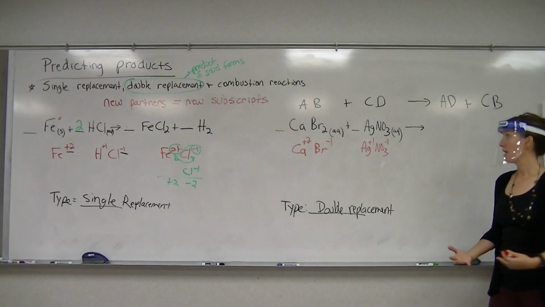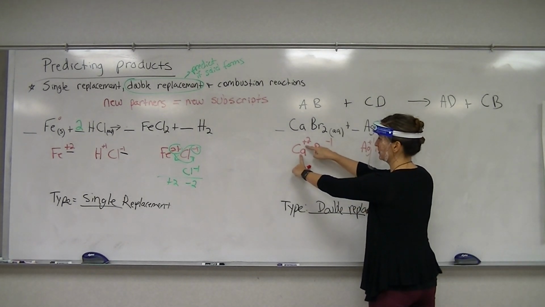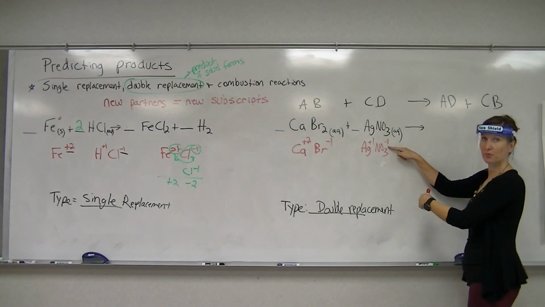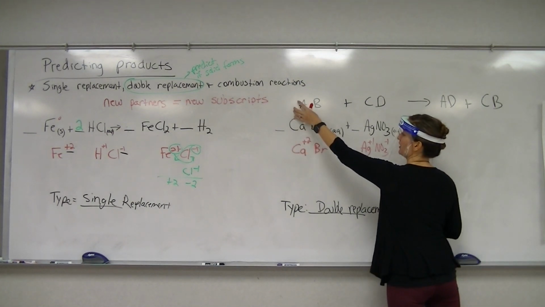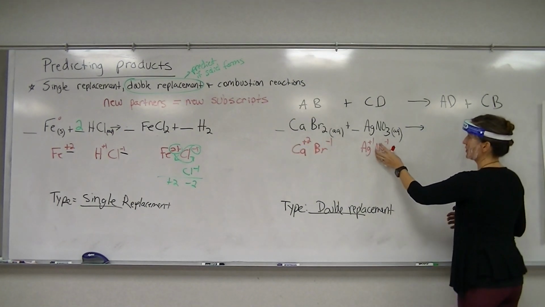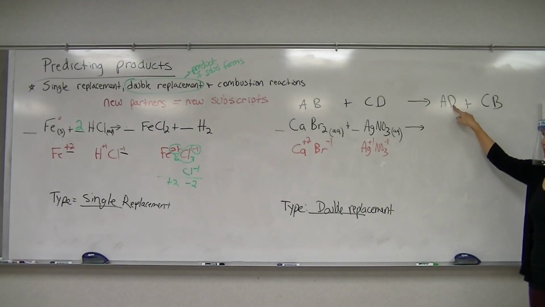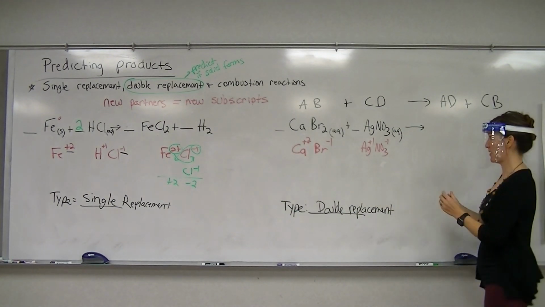Okay, so now that we know the charges, we can figure out who needs to switch with who. Because what we're going to have is the positive cation switch partners and become partners with the negative in the other group, because opposites attract. So the calcium, which is A, is going to partner up with NO3, D. That's how we get A and D together. And the reason they partner up is because they have opposite charges.